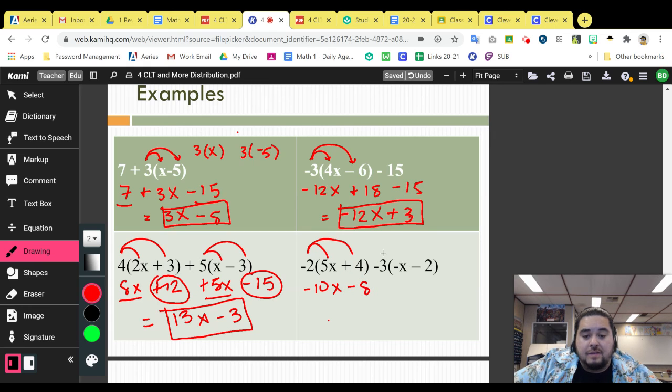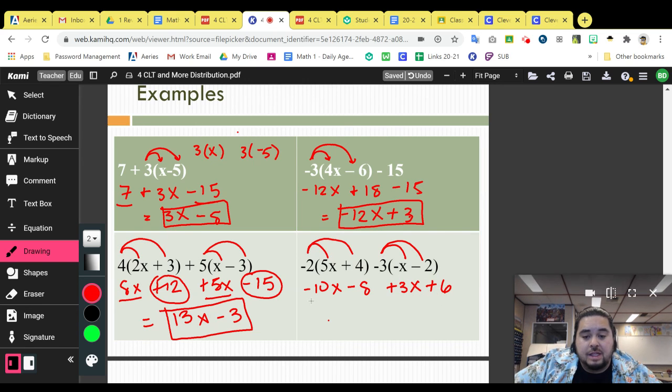Okay. Now that I have the first one done, I'm going to distribute, and I'm not going to ignore the negative here. I'm distributing negative 3. So negative 3 times negative x, and negative times a negative makes a positive 3x. Then I have negative 3 times negative 2. Again, a negative times a negative gives me positive 6.